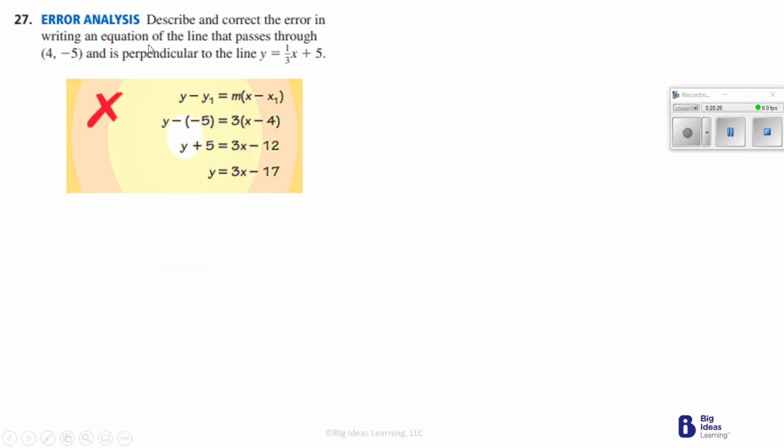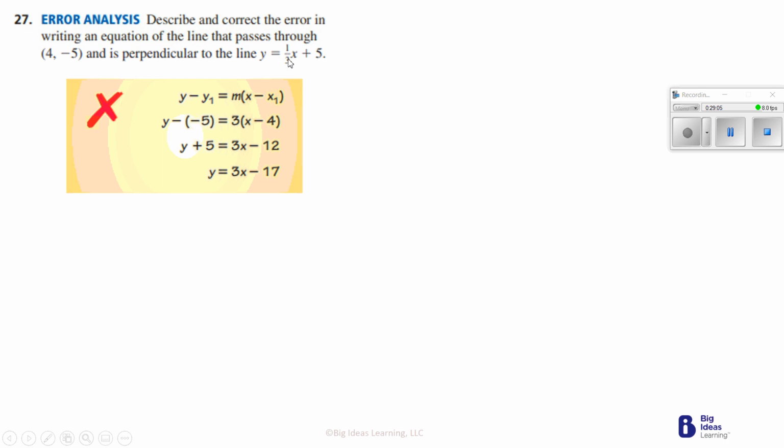27, describe and correct the error in writing the equation of the line that passes through 4 and negative 5 and is perpendicular to the line y equals 1/3 x plus 5. So describe and correct the error. They're saying that they're going to take y minus y1 equals m, our point slope formula, right? And they're going to replace, let's see here, they're saying that y1 will be negative 5. They're saying x1 will be 4, okay? And then they're saying our slope is going to be 3.